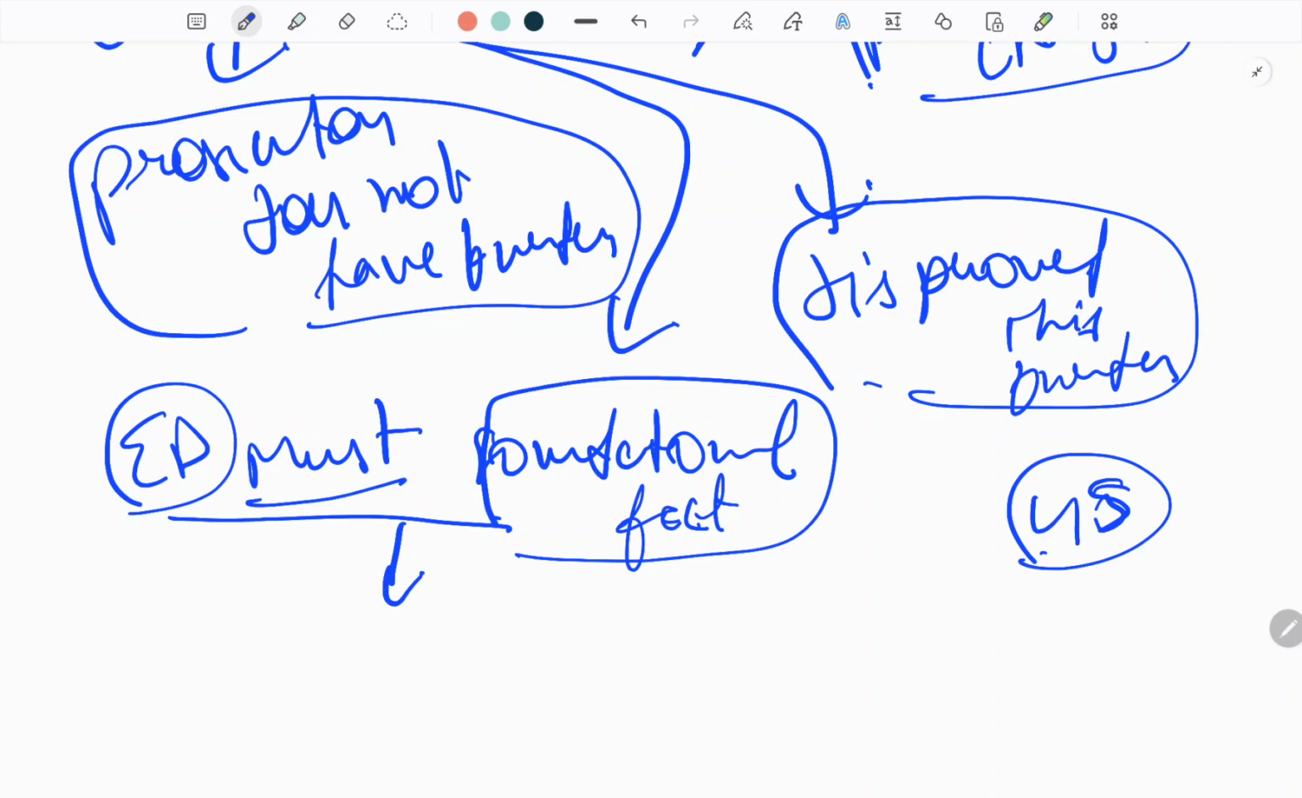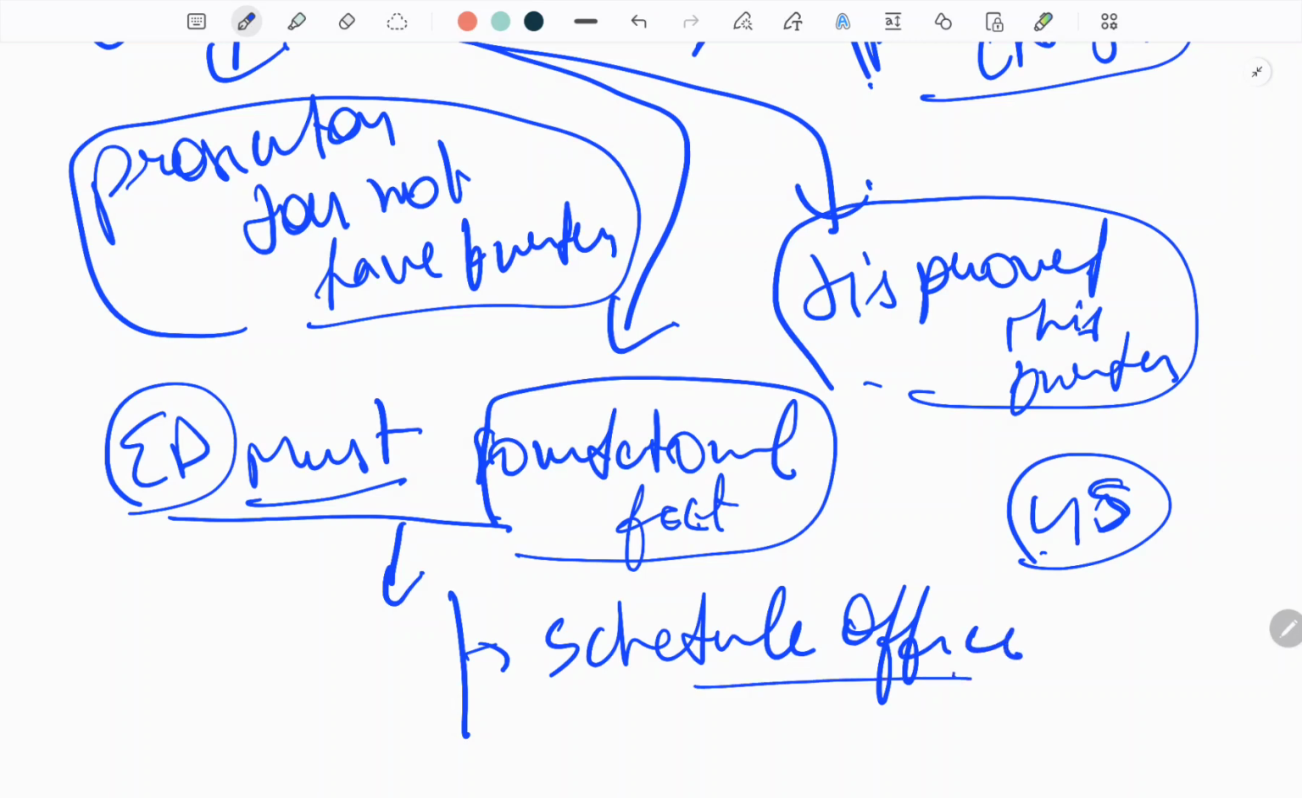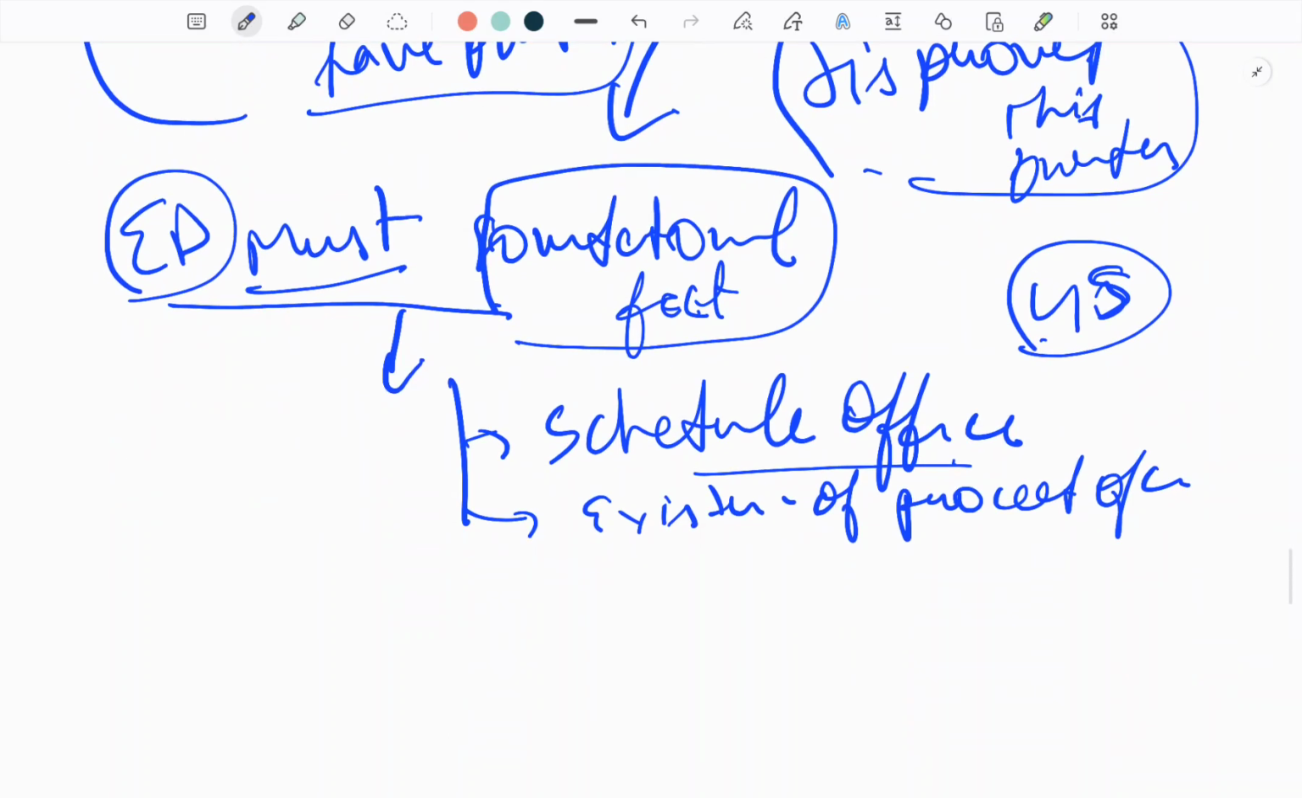And what is a foundational fact? The first foundational fact is that there is a commission of a scheduled offence. My lord, there is a scheduled offence. Some FIR, a copy of the FIR, some chargesheet, some kind of complaint has to be filed by the ED before the court. Second, the existence of proceeds of crime: a property possessed by the accused having a link with illegal activity. That has to be shown by the ED.